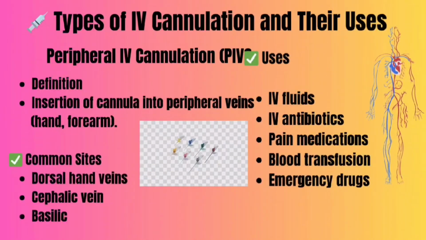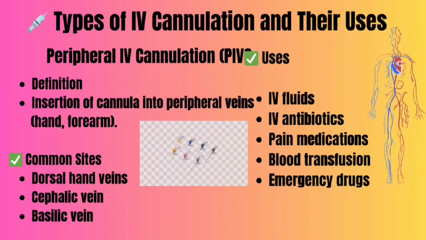Next is types of IV cannulation and their uses. First is peripheral IV cannulation, or in short form PIVC. What is the definition of peripheral IV cannulation? Insertion of a cannula into peripheral veins like the hands and forearms. What are the common sites? Dorsal hand veins, like the back of the hand, most commonly used in hospitals for short-term IV fluids and medications.